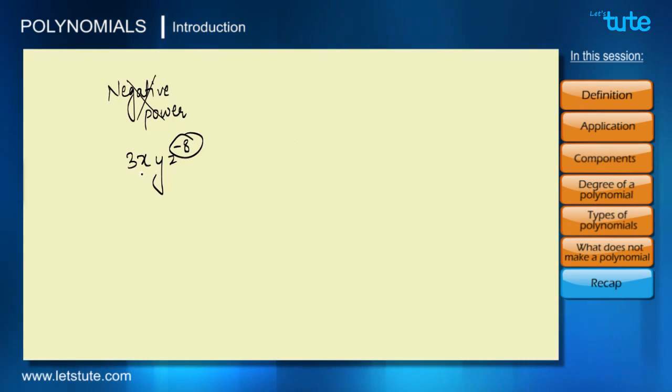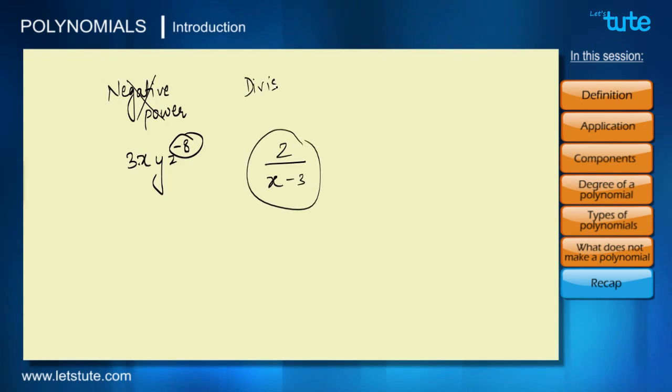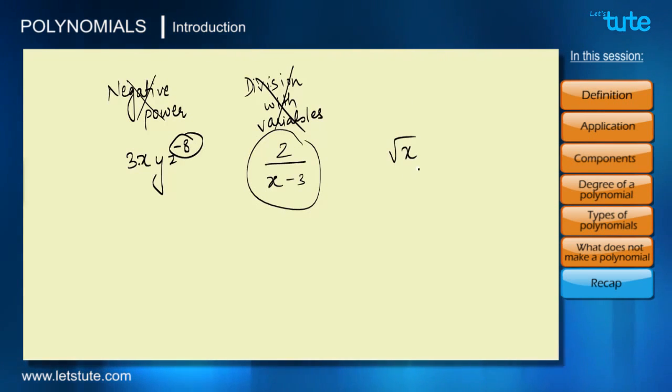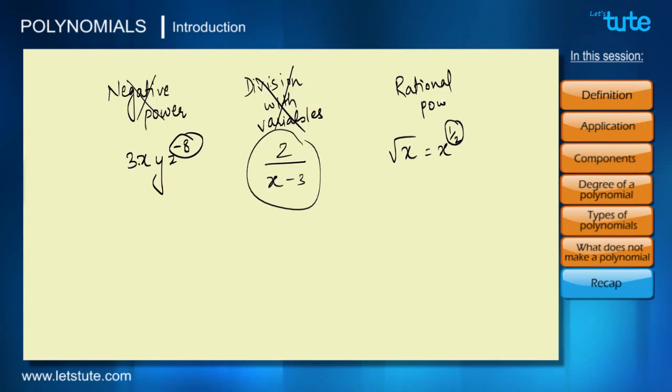Similarly, till now we saw that variables are always multiplied with the coefficients. Let's say if we divide the coefficients by the variable, then also we will not be able to make a polynomial. So division with variables is also something that is not allowed. Let's say we have root of x. Now we can write this as x raised to the power 1 by 2. So we see that the power for the first time is a fraction. It is rational. So rational power is not allowed.